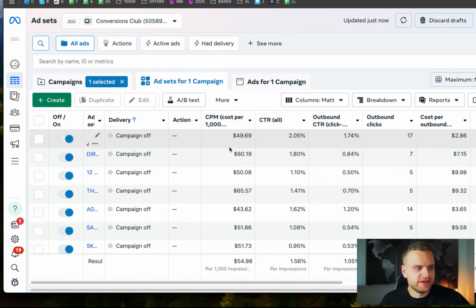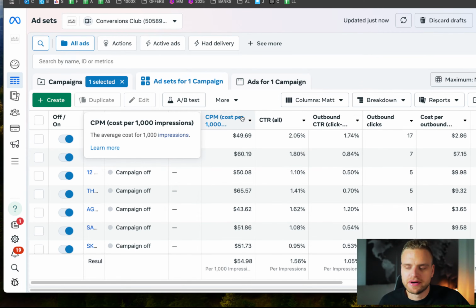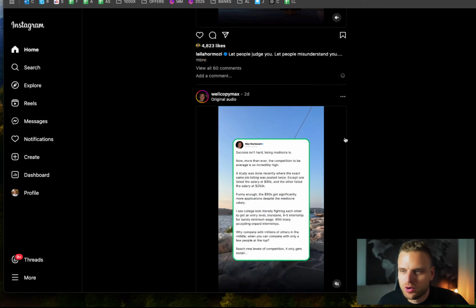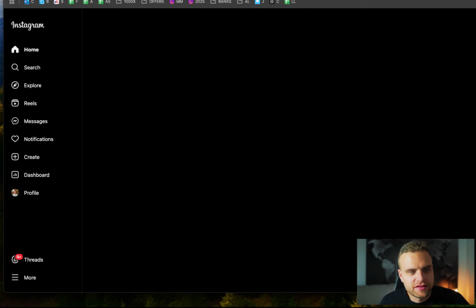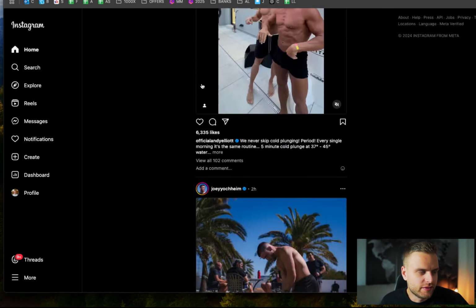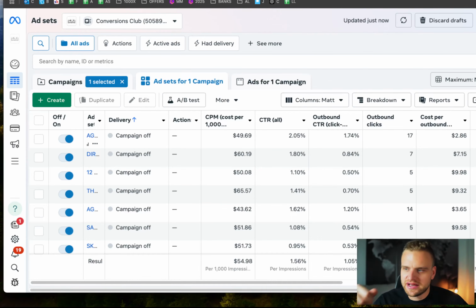So not only are you going to get cheaper impressions and your CPM is going to be lower when you have better ads as judged by the algorithm again, you're also going to get better quality traffic as you're going to be one of the first ones shown instead of the 10th or 20th or 30th or 40th or 100th shown. So you really got to keep those in mind.